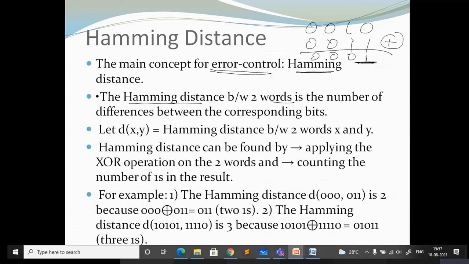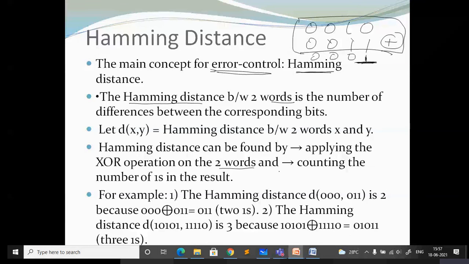So what is the distance you got? You got distance 1. That means one error is introduced. So this is another simple method to easily identify the errors. Are you getting it? This is the process used, the XOR operation. So Hamming distance can be found by applying XOR operation on two words.